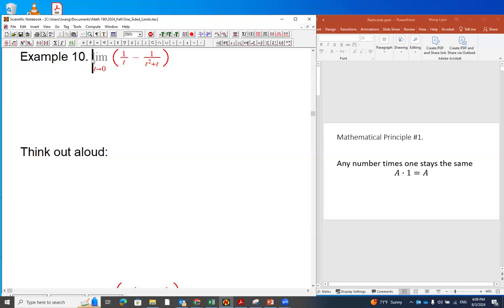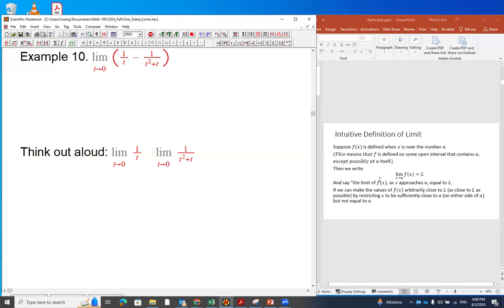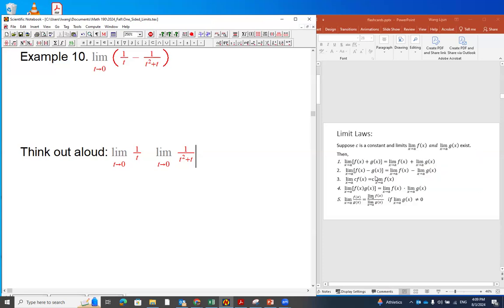Then the first thing you'll be thinking: can we apply limit law? To apply limit law, the individual limit must exist. And you'll be checking, does this limit exist? 1 over t, and then it does not. And how about the other limit? Does it apply? No, they don't. So if you look at the limit law, they don't apply. Both limits do not exist.